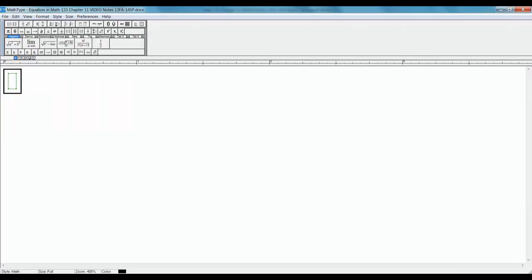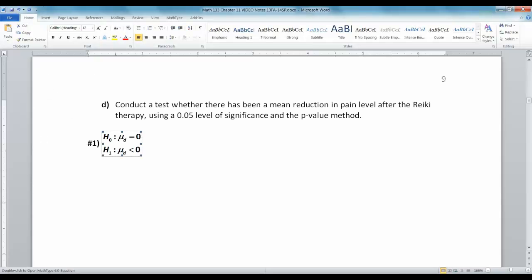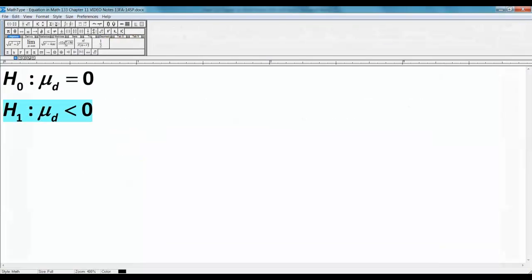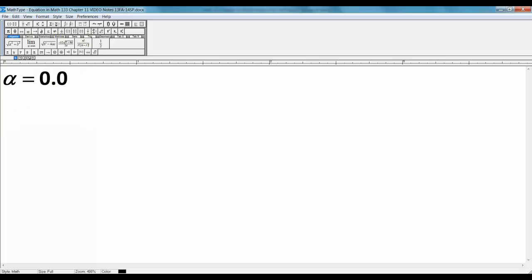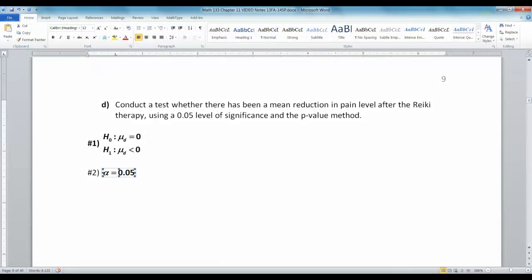Step number 2 is we're going to need an alpha level. But that's not too bad. We've got that as well. Because it's given to us in the problem that alpha is equal to 0.05. All right, so that's done.